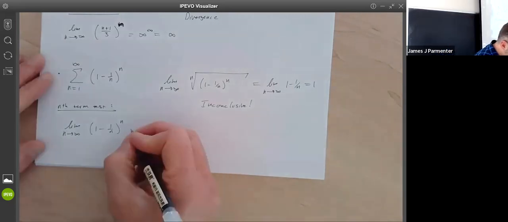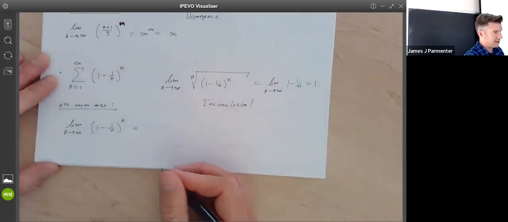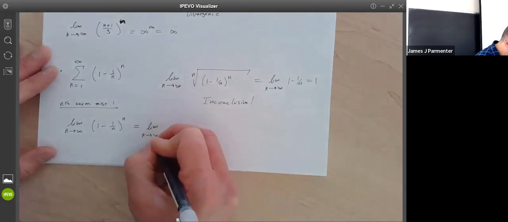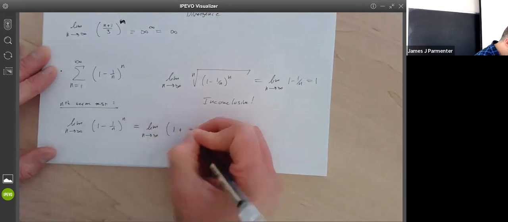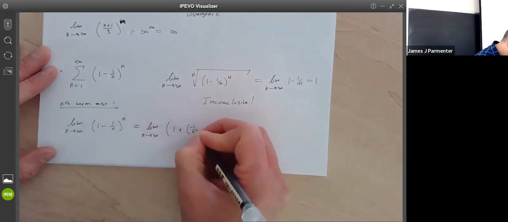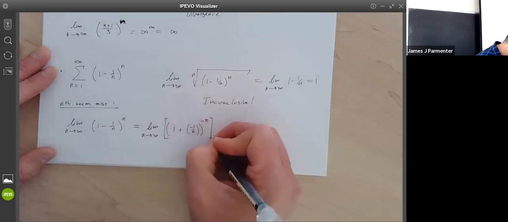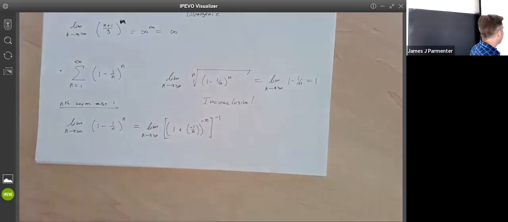So this limit, I'm going to rewrite it like this. I'm going to write it as the limit as n goes to infinity of 1 plus negative 1 over n, to the negative n, to the negative 1. The reason I'm writing it specifically that way, I know it seems weird, right? You're like, why would you do that?